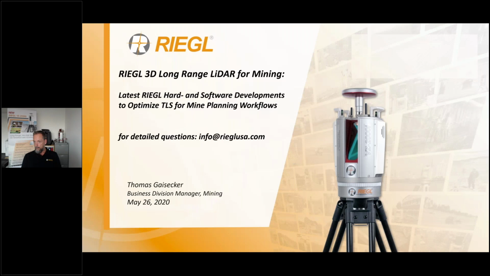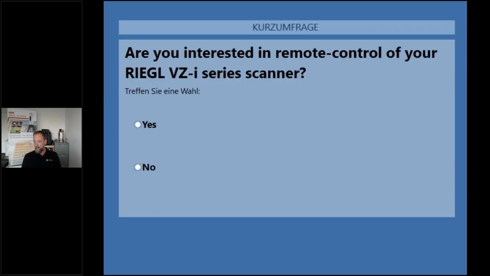So finally, our last question. Are you interested in remote control of your RIEGL VZ-I series scanner? Remote control means not just 10 meters away from the scanner with wireless. It means really remote. So the scanner is outside in the field and you are sitting in an office or in the headquarters, hundreds of miles, thousands of miles away and operating the system.